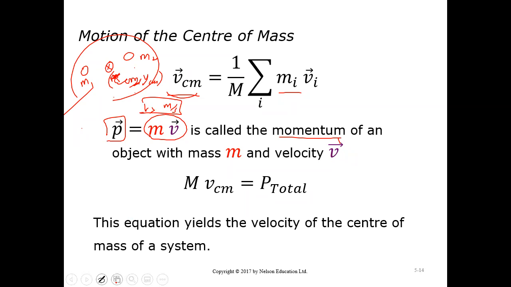Okay. Now, with this definition of the velocity of the center of mass, you can see this is the total momentum, because m1v1 is the momentum of m1, and m2v2 is the momentum of m2. So this is the total momentum.